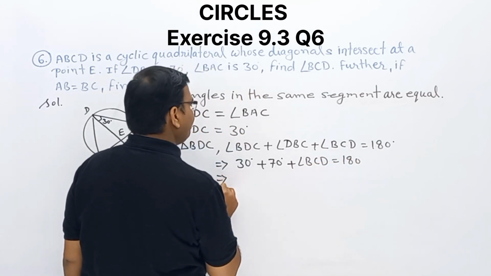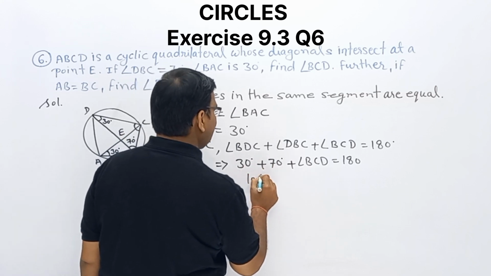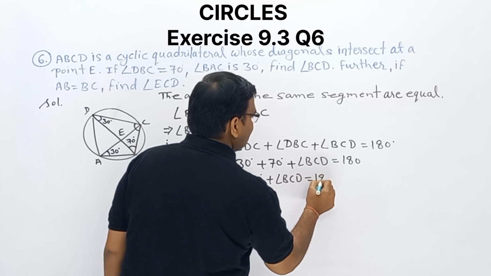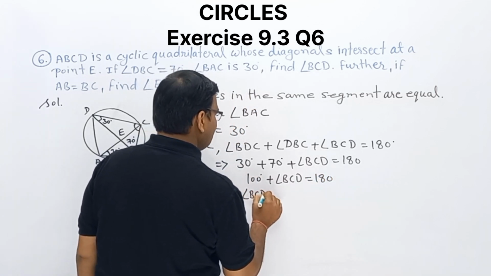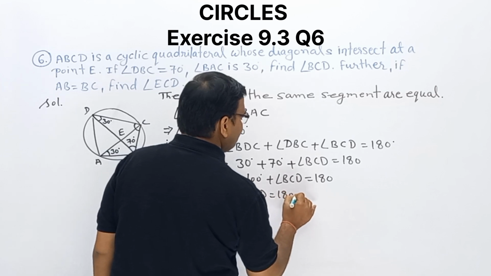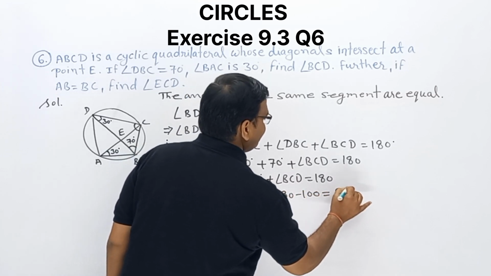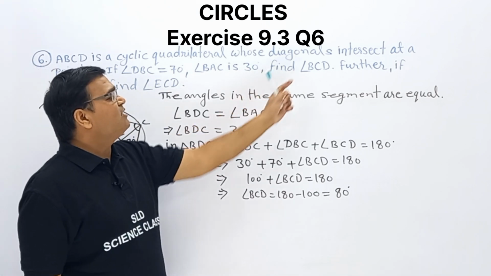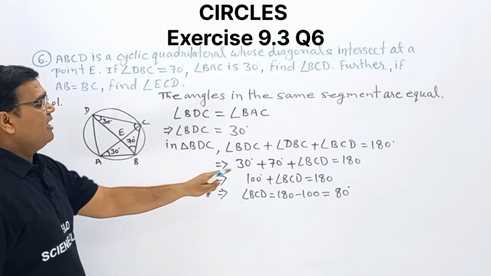So finally, solve. 70 plus 30 is 100 degree, plus angle BCD equals 180. Solve for BCD. Angle BCD will be 180 degree minus 100. Finally we are getting 80 degree. This is the required answer. One answer we obtained. Find BCD. BCD will be 80 degree.